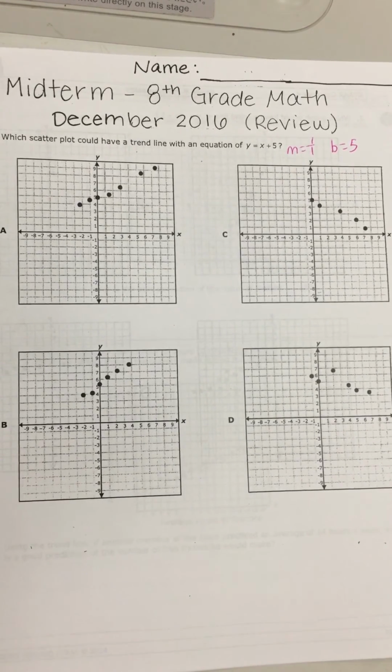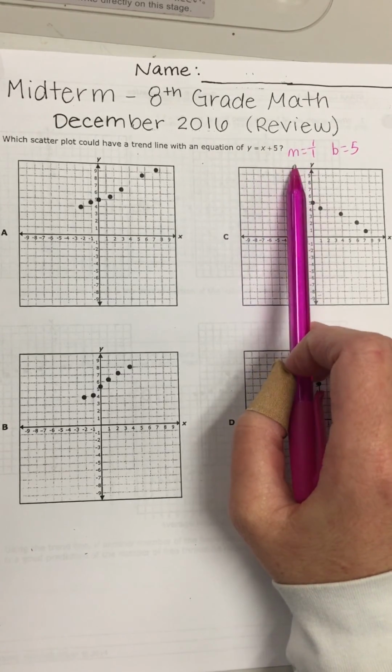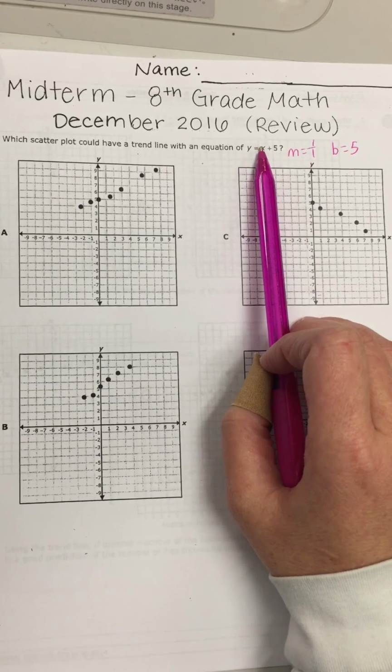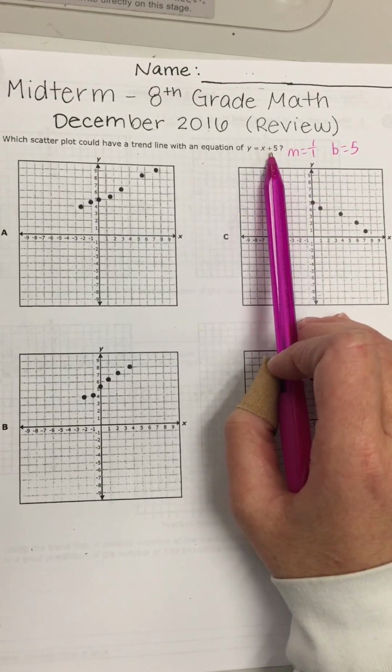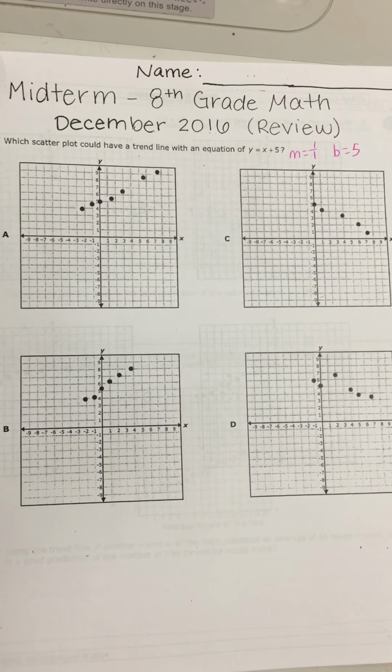Okay, this is going to be the review for your midterm in 8th grade math. The first question says, which scatter plot could have a trend line with an equation of y equals x plus 5? We know that our slope is 1 over 1 because there's a 1 right there in our formula. And then we have a b of a positive 5. Now your b is your y-intercept. It's where the line crosses the y-axis, all right?